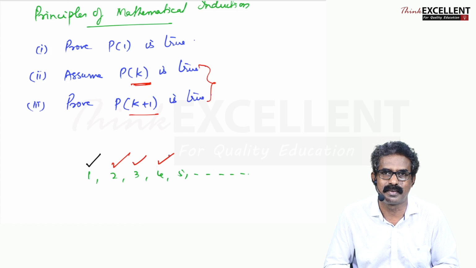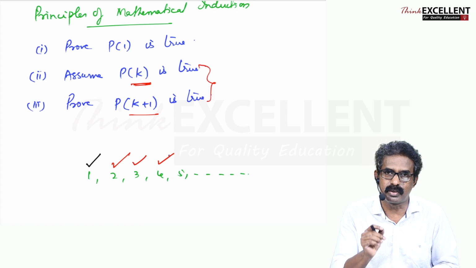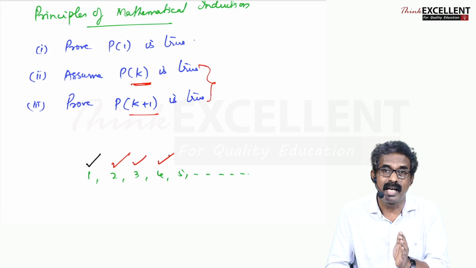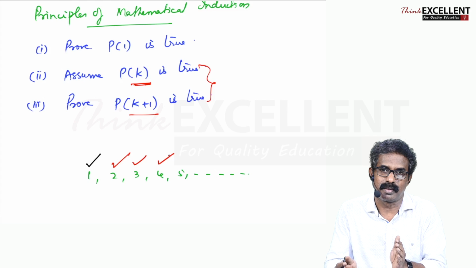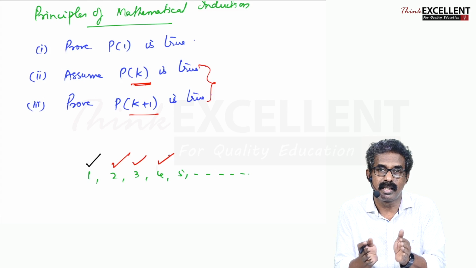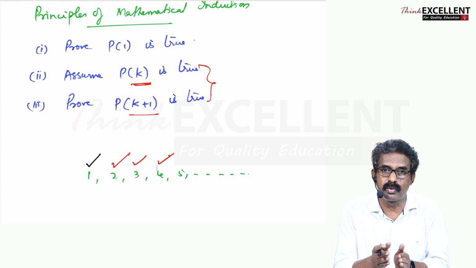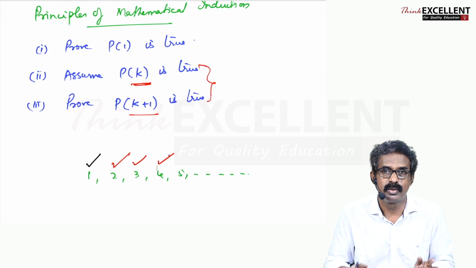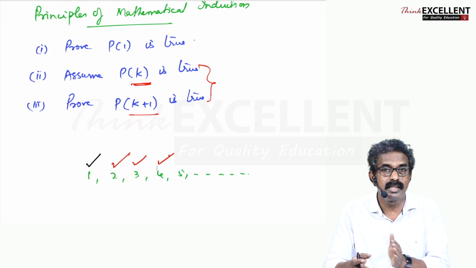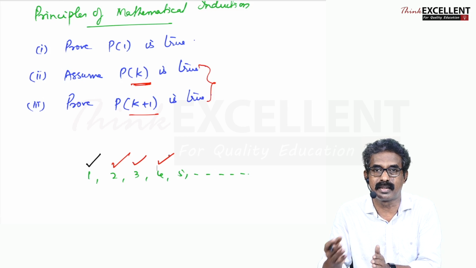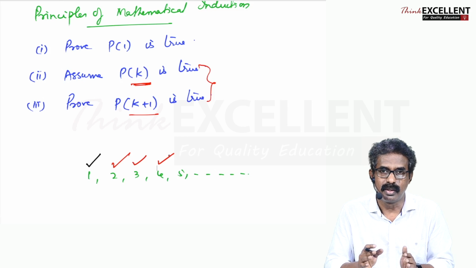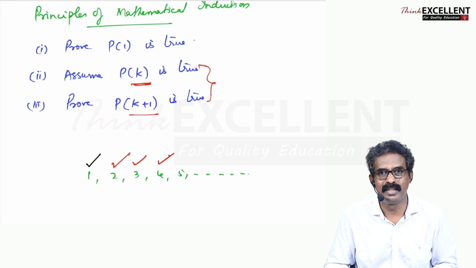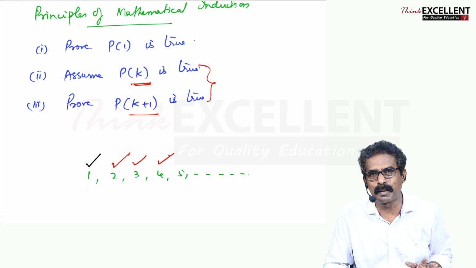Hope you understood this. First, you prove it is true for 1. Then, assume it is true for k, and you prove it is true for k plus 1. So what do you have to understand from here? If it is true for a number, it will be true for its next number. Already proved it is true for 1, so it will be true for 2. Since it is true for 2, it will be true for 3, and so on. So then you can say it is true for all natural numbers, right? Hope you understood this. That's all the theory part.